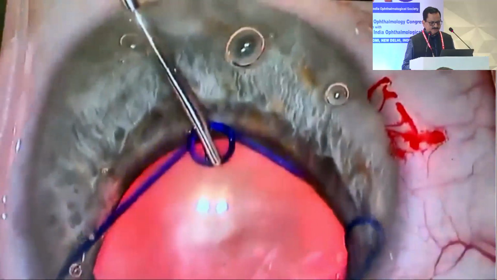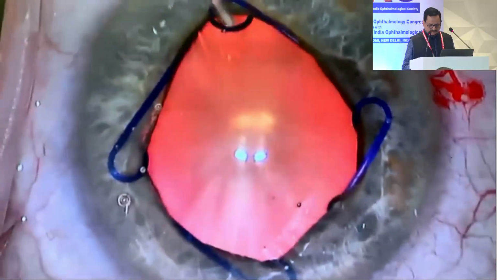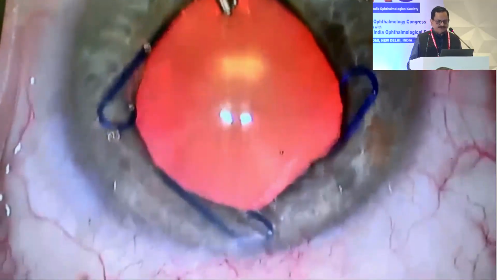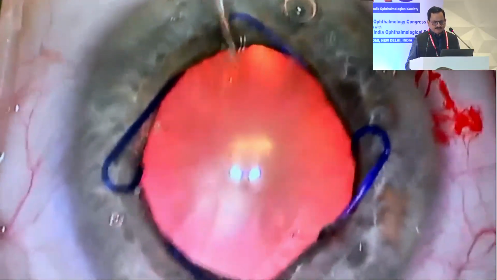Placing the Malyugin ring in general is minimally traumatic, and removing the ring is fairly easy as well. So it's an excellent solution to a small pupil.